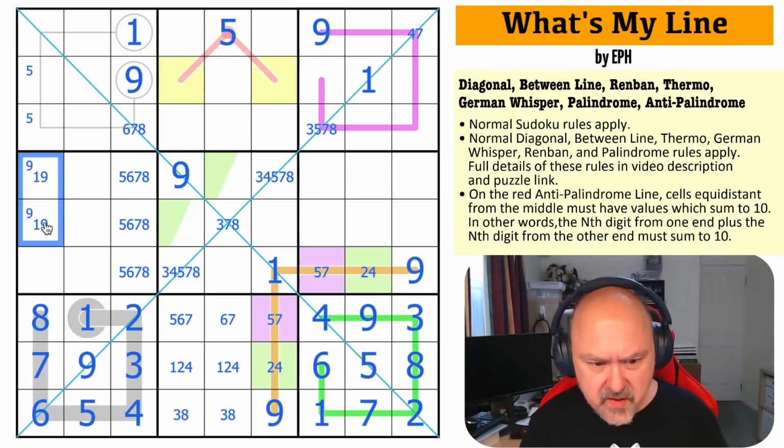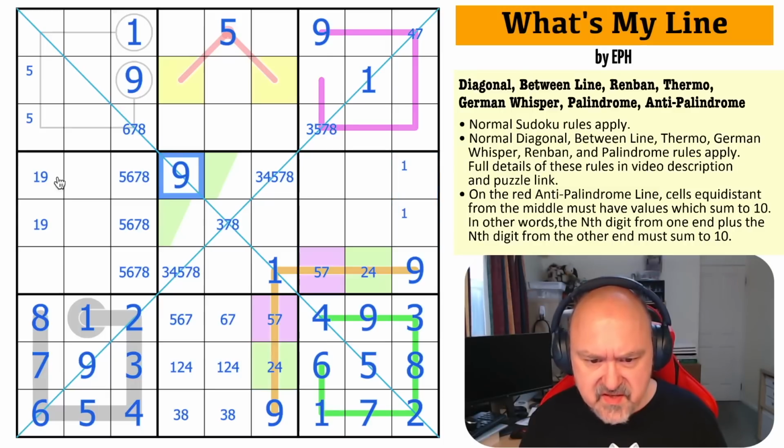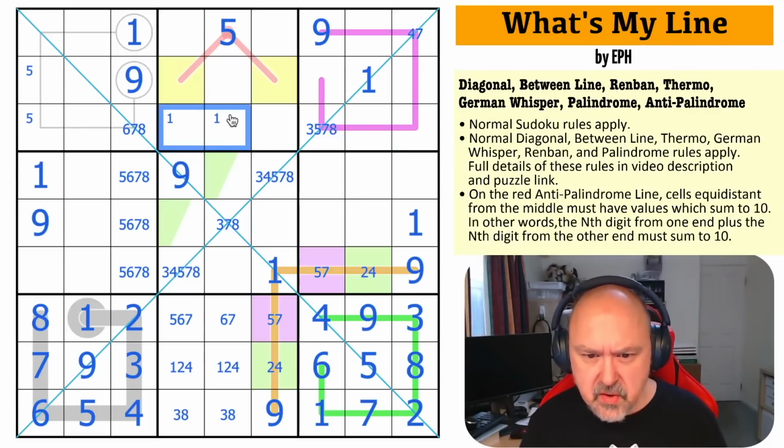That means this is a 1-9 pair. 1 is in one of those 2. But this 9 means this is the 1 and this is the 9. So this is the 1. 1 is now in one of those 2. 9, however, is right there because there's 4 9s looking into the box. That's the 9, that's the 1.